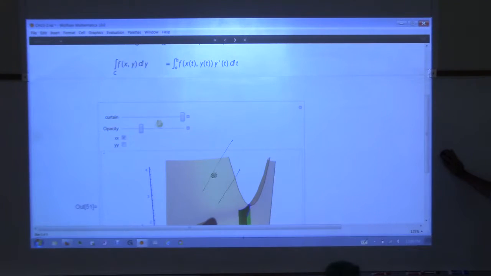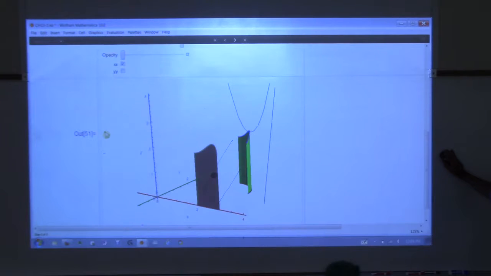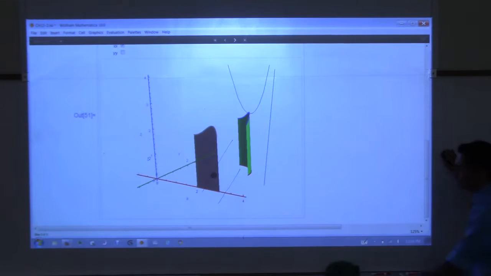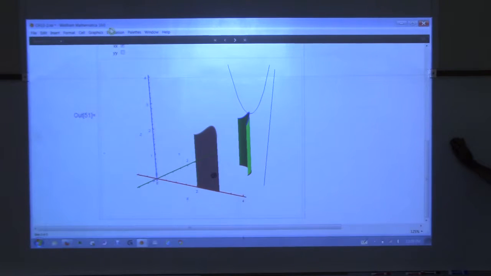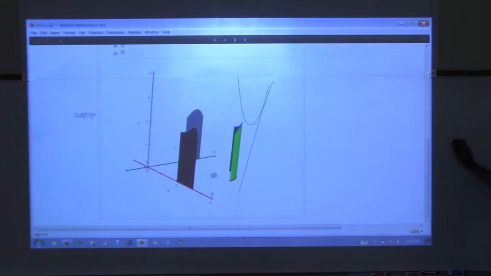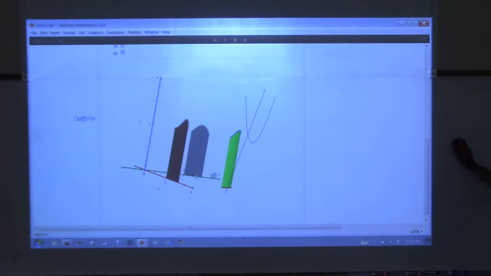Let me take the surface out of there. It kind of gets in the way. All right, there we go. So there's your line integral with respect to x. Now with respect to y, it's just going to be slapped on the other plane over there, the yz plane. So it's the shadow on the other side.